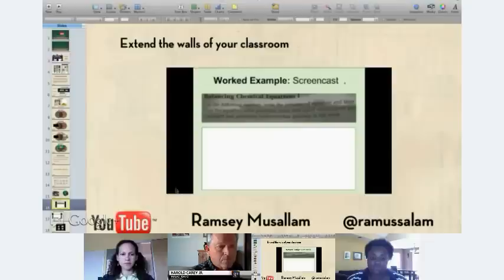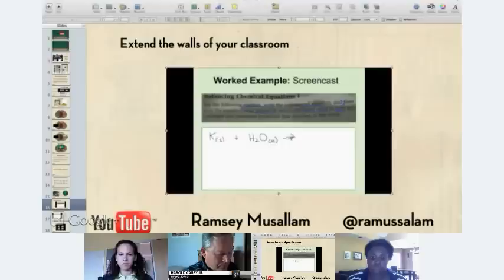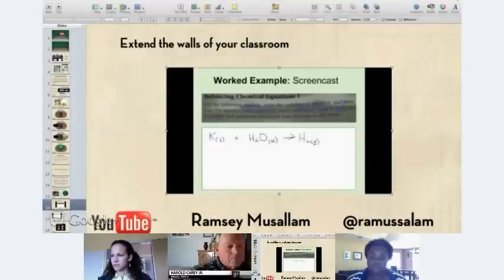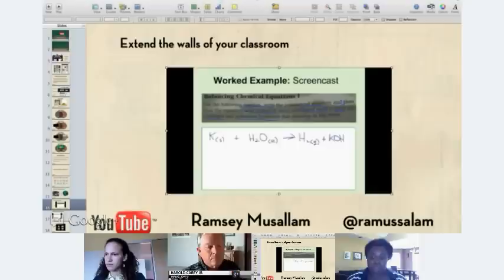So in this work example, the reactants are solid potassium and liquid water. We write those on the left. And the products, the things we form, are hydrogen gas and potassium hydroxide. And the interesting thing, as they said, this potassium hydroxide was dissolved in water. And we know from last unit that means.